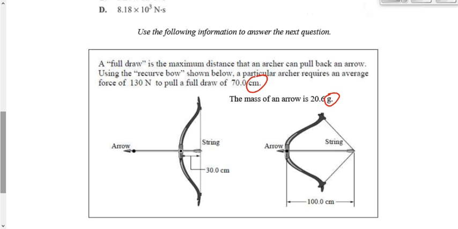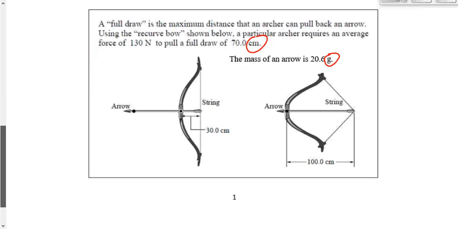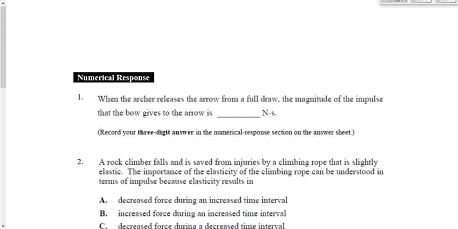Under control, I think we're pulling it back with an average force of 130 newtons. We don't know what the time is. As soon as I saw that force, I started thinking impulse, but then on the other hand, it doesn't say time. So maybe not. We'll see what the question asks. The question says, what's the impulse? Okay, so I am going to do impulse.